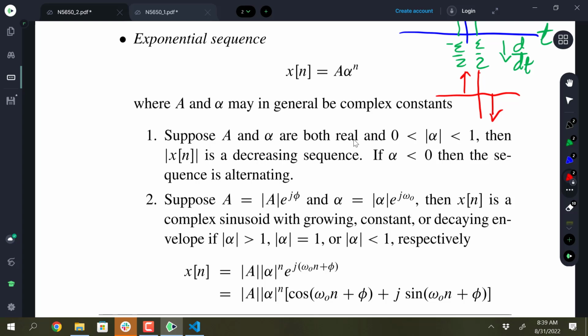Both A and alpha can be complex in general, but one example would be both real, and we're going to get an exponential decay as n goes off to infinity. But for n negative, then it's going to be exponentially growing if alpha is bounded between 0 and 1. But frequently, the way we see this, most of the time we're going to see something like A alpha to the n, u of n.